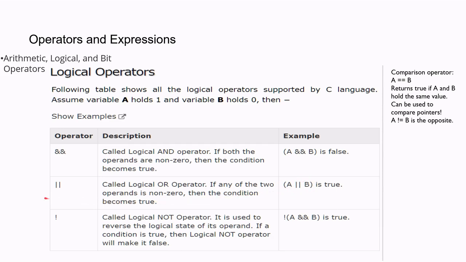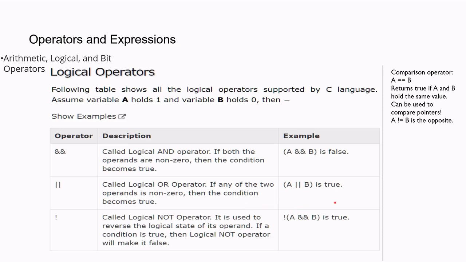A logical not is used to reverse the state of a Boolean expression. And this can be used on variables, it can be used on more complex expressions that are surrounded in parentheses, like so. And what it does is, if the expression that it's modifying evaluates to 1, it makes it 0, and if it evaluates to 0, it makes it 1.